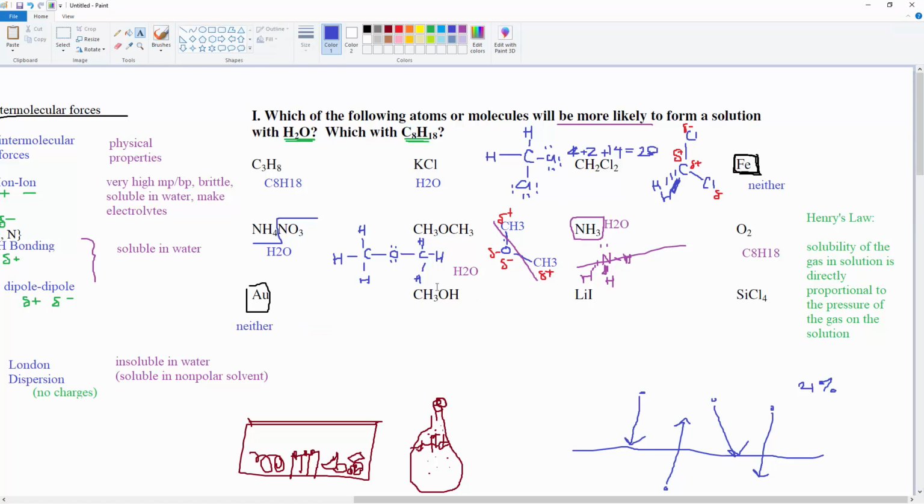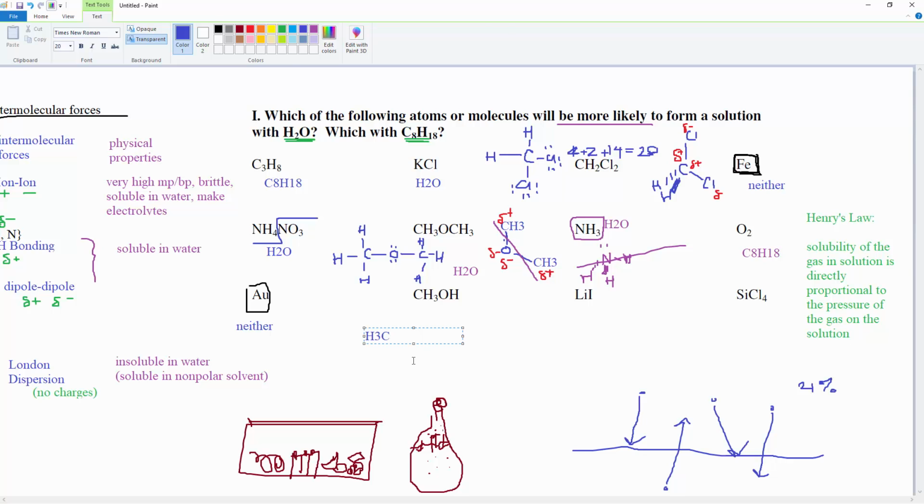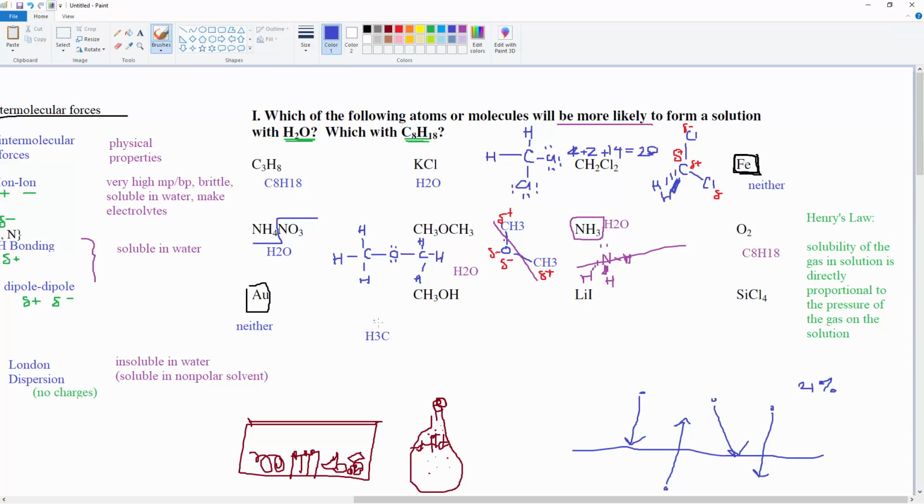CH3OH. We've got the CH3, and the CH bonds are not polar, right? But then you have this OH, where the OH bond is polar. And if you draw this out, you'll see that it has 4 electron sets. So it's bent, and 2 of them are lone pairs here. So this very polar OH bond makes the molecule polar enough that it definitely goes into water.